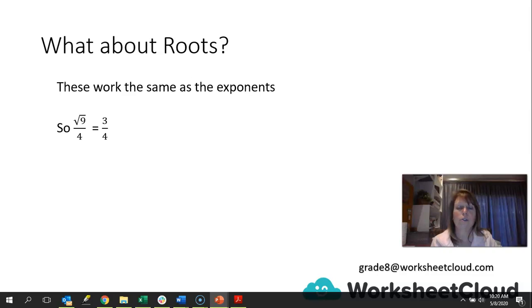You're not going to square root the whole fraction, because the square root sign is only over the 9. But if you've got the square root sign over the whole fraction, then you're going to square root both parts of the fraction, the numerator and the denominator. So there we've square rooted 9, we get 3, we found the square root of 4, and we get 2. So our answer is 3 over 2.